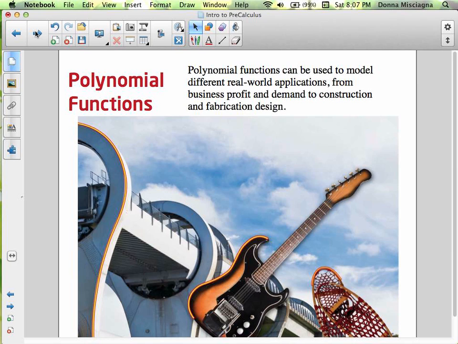Polynomial functions. Polynomial functions can be used to model different real-world applications, from business profit and demand to construction and fabrication design. We worked with polynomial functions in Algebra 2. We're going to extend our learning in PreCalculus.